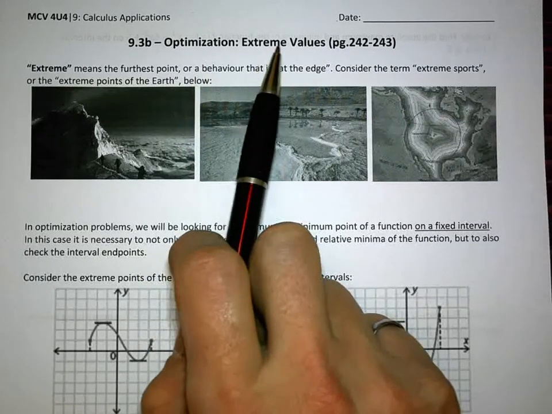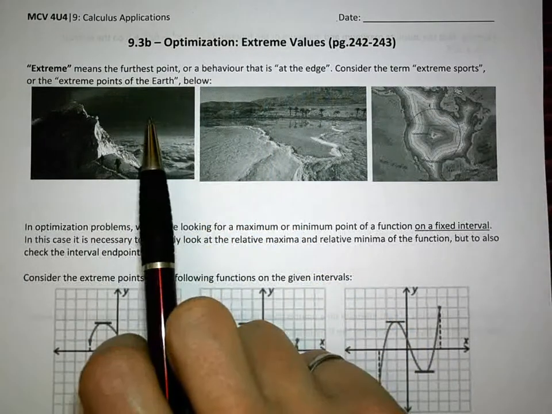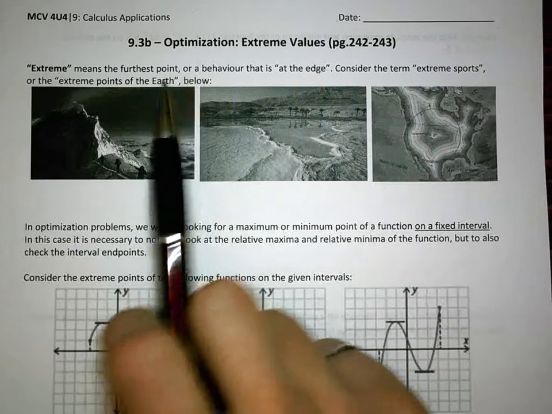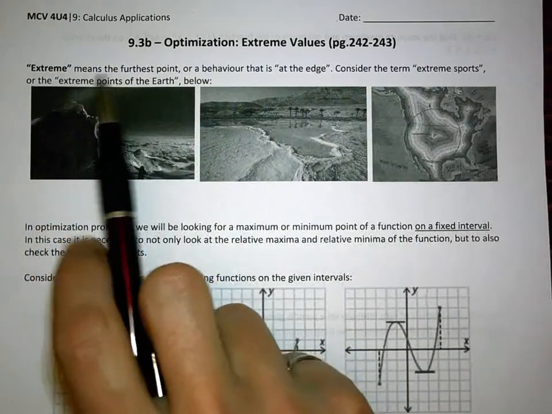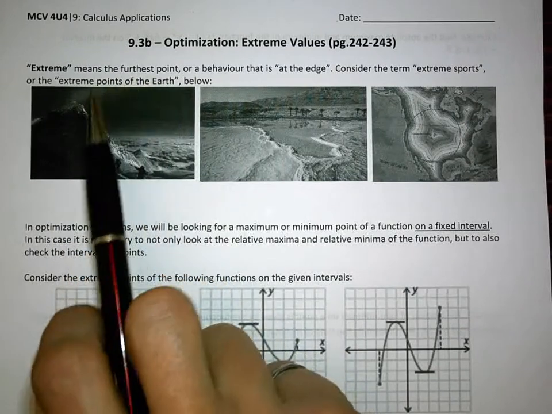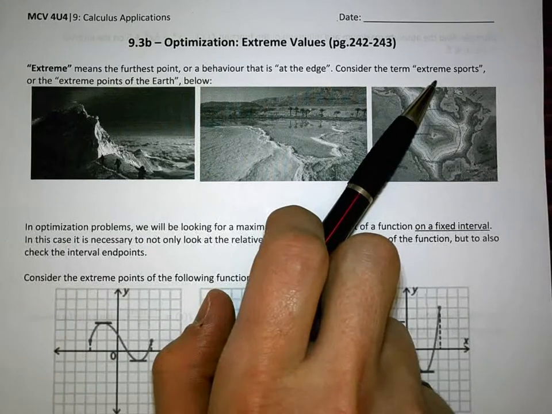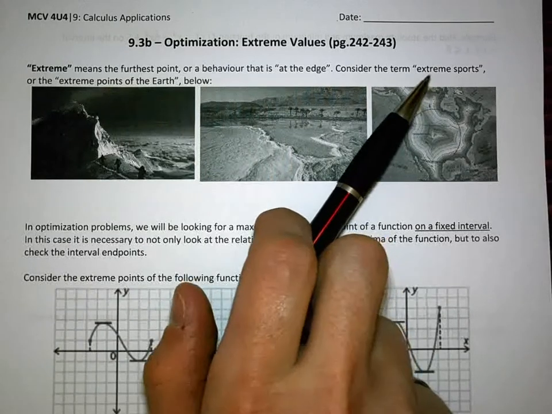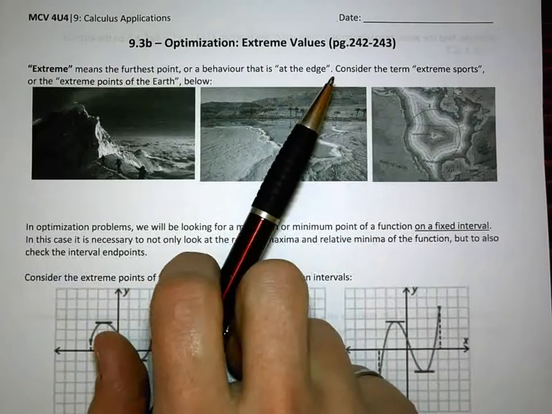Now, this word extreme might make you think, oh, this is going to be a really intense lesson, but that's not really what extreme means. The word has kind of changed its meaning a bit in the English language. But extreme means the furthest point, or you could even say a behavior that's at the edge. When we talk about, say, extreme sports or extreme skiing, we're not talking about super intense sports. We're talking about sports that are at the edge of what people can do.